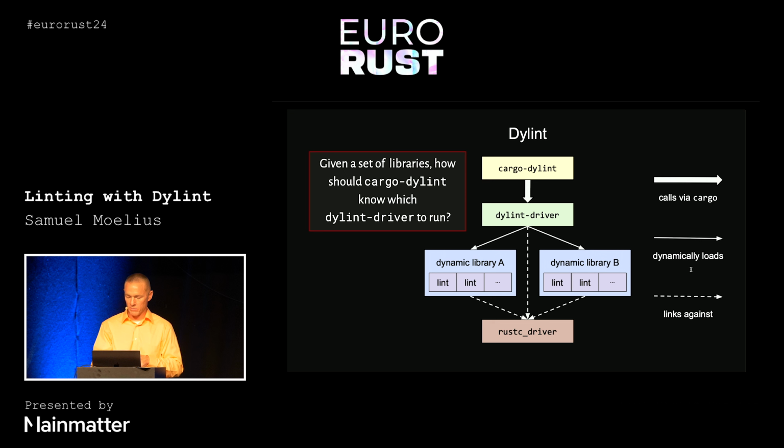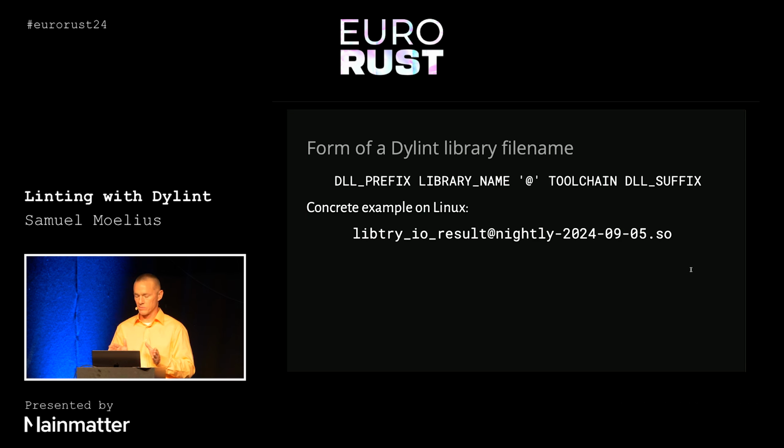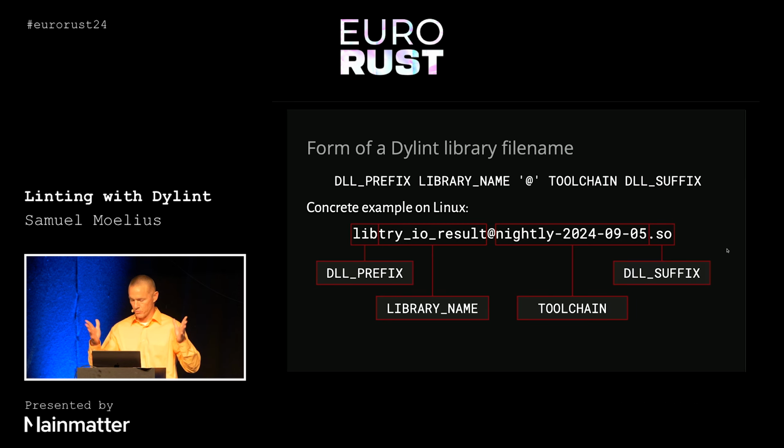We solve this problem in the simplest, most low-tech way possible, which is that we require the libraries to include in their file name the toolchain that they were built for. In particular, we require a library to have a file name of this form here, and here is a specific example on Linux. To unpack this for you, it breaks down as depicted, and the important part is this right here. This is the toolchain for which this library was built. By parsing out this file name, Dylint can tell what driver it should use to load this shared library.